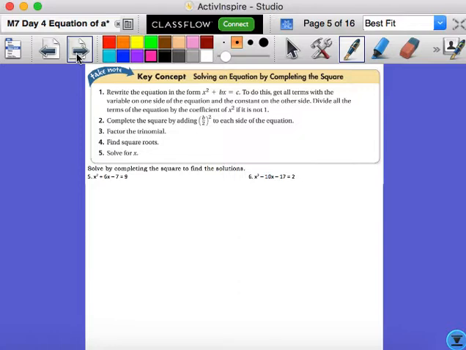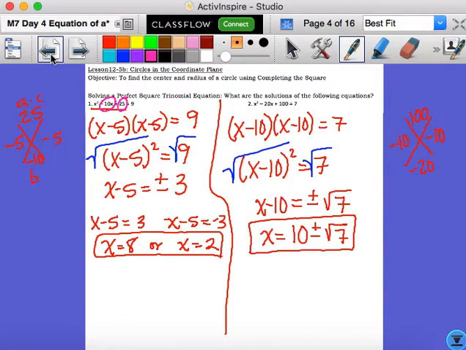So we're going to rewrite the equation in the format x squared plus bx equals c. In other words, we're going to move any constants to the right side of the equation. Then we're going to complete the square by adding the b term over 2 squared. So if we look back at what was happening here, if I take half of negative 10, that's negative 5. Negative 5 squared is 25. So that was the c value here.